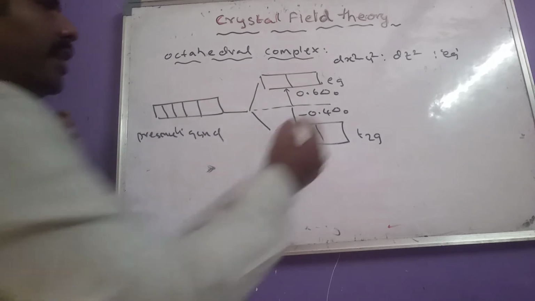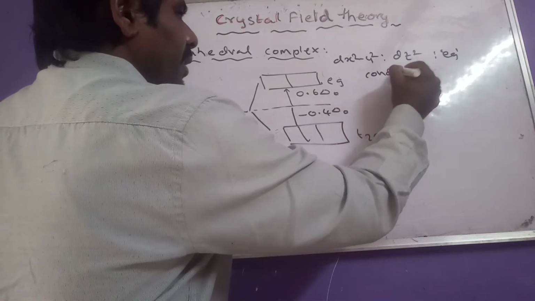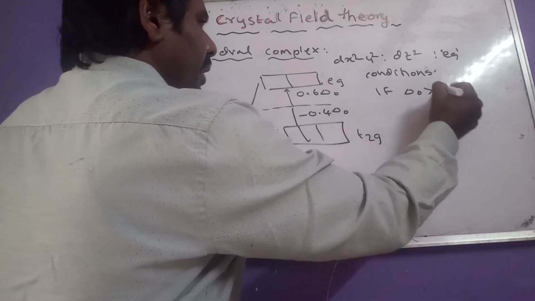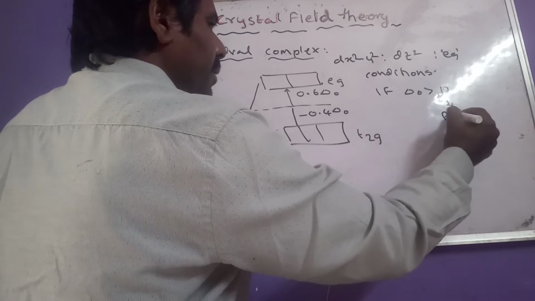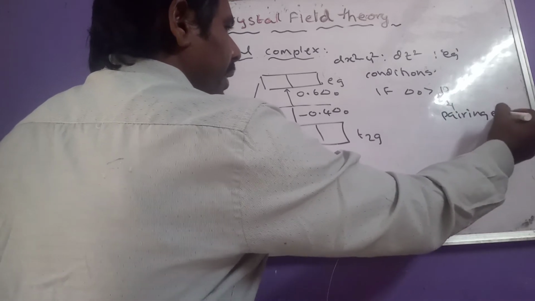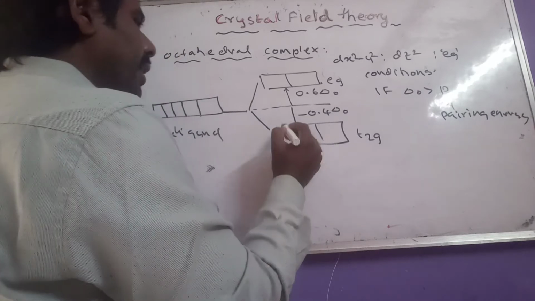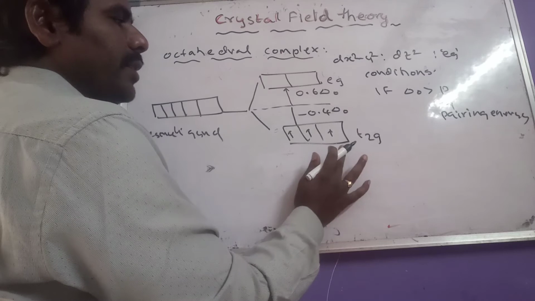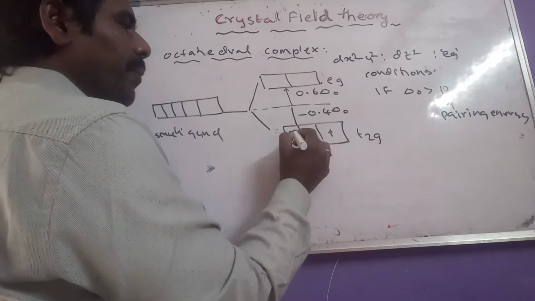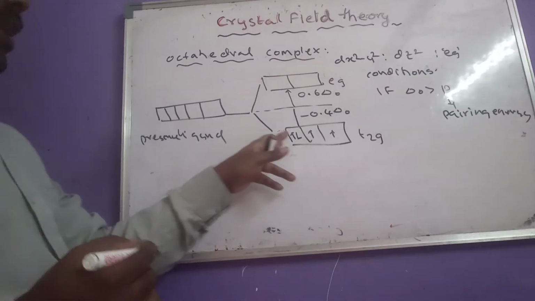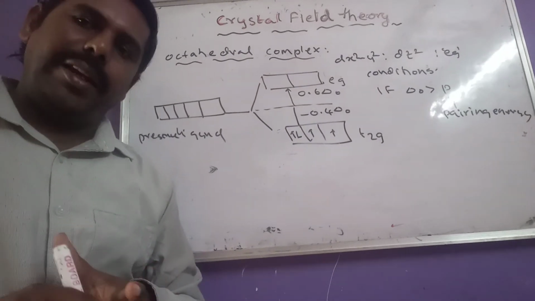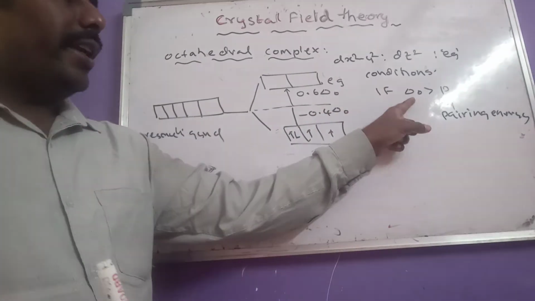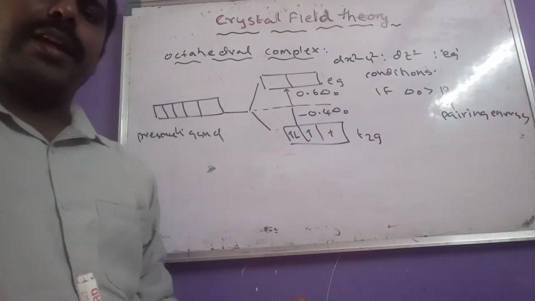Now what are the conditions? First condition: delta naught greater than P. What is P? P is called pairing energy. Pairing energy means that after filling the T2g set of orbitals each with one unpaired electron, pairing will take place, and the energy required for that pairing is known as pairing energy. So the first condition is delta naught greater than pairing energy.